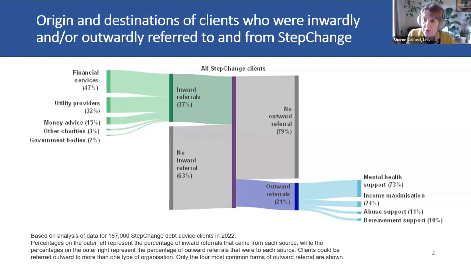And on the right-hand side, 79% of Step Change clients didn't have any outward referral to another organisation for extra support. 21% of them did, and the four biggest outward referrals from Step Change were for mental health support, not surprising, because that is their biggest area of vulnerability that they see with clients, but also, in the cost of living crisis, income maximisation, also abuse support, so that's typically domestic abuse, and bereavement support.